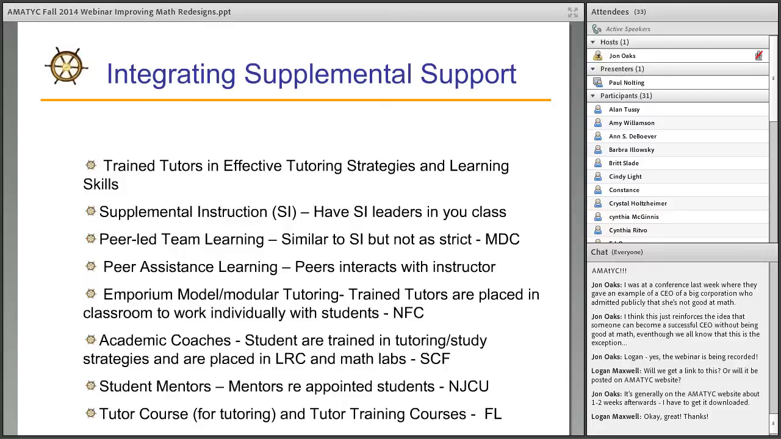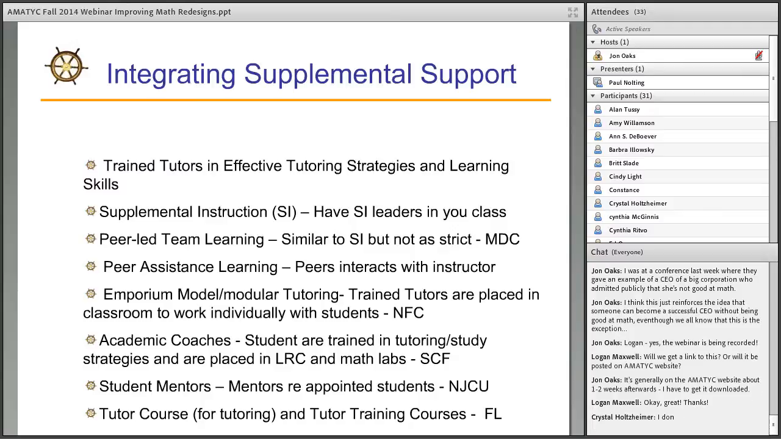Real quick, train tutors in effective tutoring strategies and learning skills. You got to train them. Untrained tutors, like I said earlier, are just as good as no tutors. Can't do that. Most of us have heard about supplemental instruction. You can have that for your classes. If you're very conservative on this, then you may get the better students in there in the upper level classes.